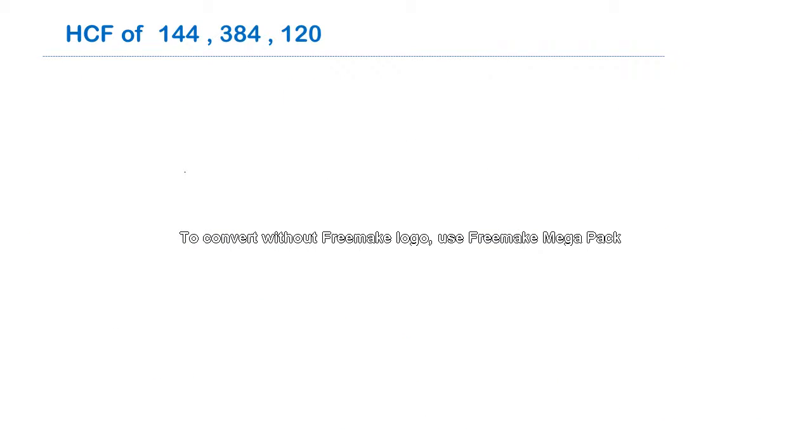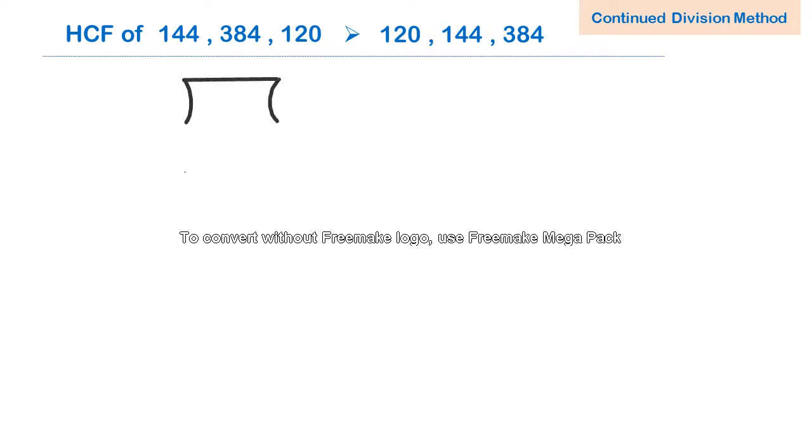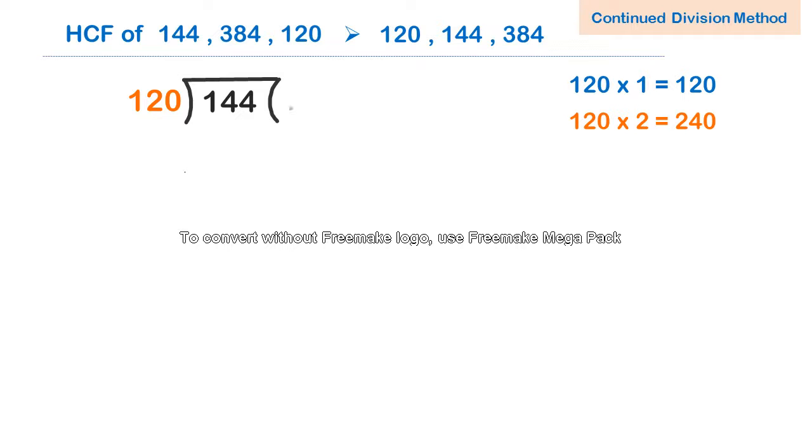Let's solve one more example. Find the SCF of 144, 384 and 120 by continued division method. First we arrange the numbers in ascending order: 120, 144 and 384. Then we find out the SCF of 120 and 144 by continued division method. Divide the bigger number 144 by the smaller number 120. See the table. 240 is bigger than 144. So we take 120. How many times? 1 time. So write 1 as the quotient. Subtract 120 from 144. We get 24 as the remainder.